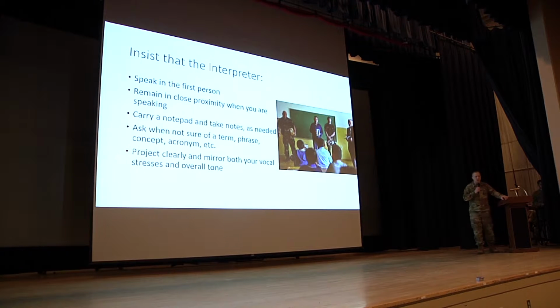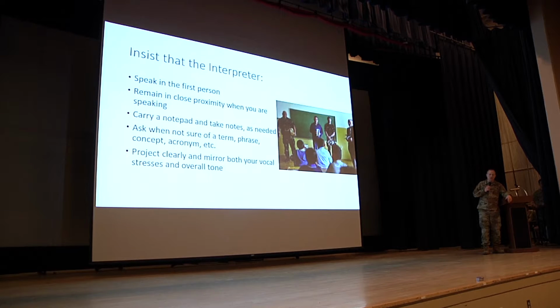So some things that you need to insist that your interpreter do here. Speak in the first person. It's really easy for us a lot of times, but they may have a tendency to say, like, he wants me to ask you or whatever. They should speak as you speak. So if I say, what is your name? They should ask the other person exactly, what is your name?